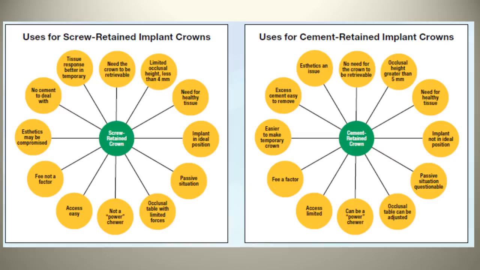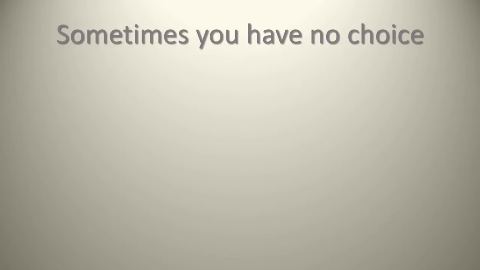As I mentioned, sometimes a cemented crown using a stock abutment can be cheaper. And then lastly, aesthetics may be compromised with a screw-retained crown. The other nice thing about a screw-retained crown is that there's no cement to deal with, which in turn can lead to a better tissue response for the patient. So sometimes you have no choice, as we talked about: the position of the implant, cost being a factor, and the lack of a 5 millimeter abutment height.